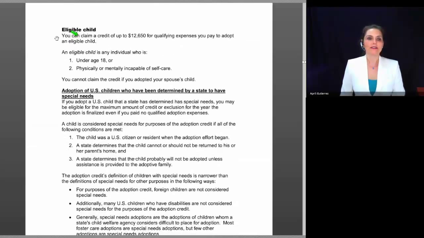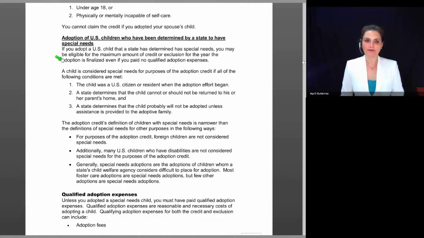Eligible child: you can claim a credit of up to $12,650 for the qualifying expenses you pay to adopt an eligible child. And an eligible child is any individual who is under age 18 or physically or mentally incapable of self-care. You cannot claim the credit if you adopted your spouse's child.